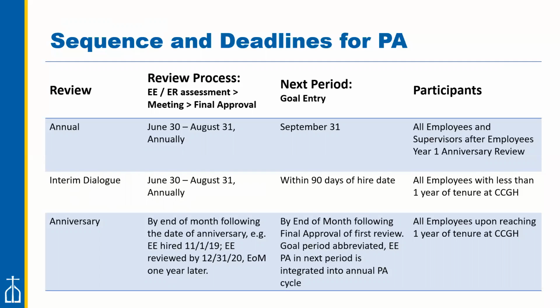The due date for an anniversary appraisal is at the end of the month following the month of hire. So if they were hired in November of 2018, they should have received their performance appraisal at the beginning of November of 2019, and you should have reviewed them by the end of December of 2019.